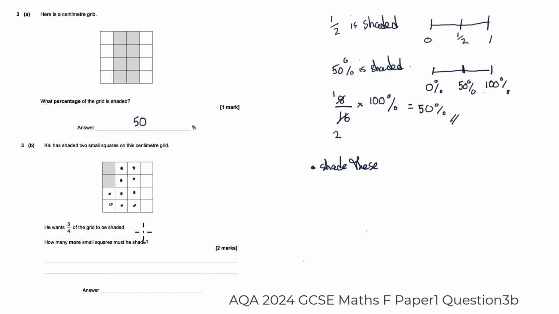Now, be very careful about what the question's asking you. How many more small squares must be shaded? He's already shaded 2, so let's count them. 1, 2, 3, 4, 5, 6, 7, 8, 9, 10 more. So 2 already shaded, 10 more to shade.